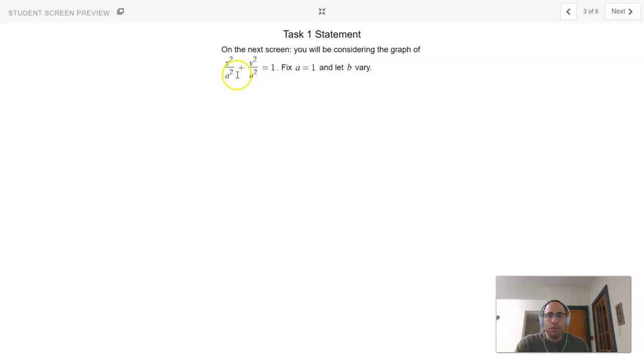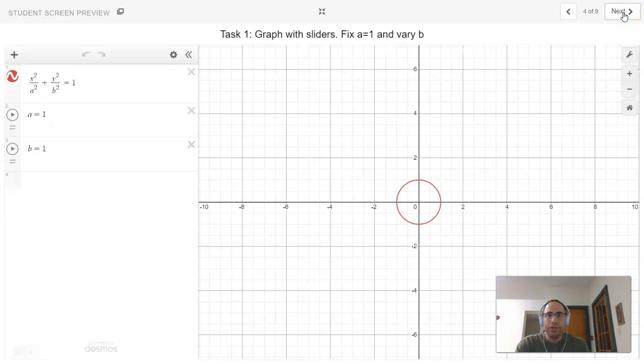So, to see what's happening, we're going to fix a equals 1 on the next screen. We're going to let b vary, and b be positive, okay? So we can see what's going on. So let's do that. So we're going to take a to be 1. Now b is positive. Here's our graph, as you can see. So let's vary.